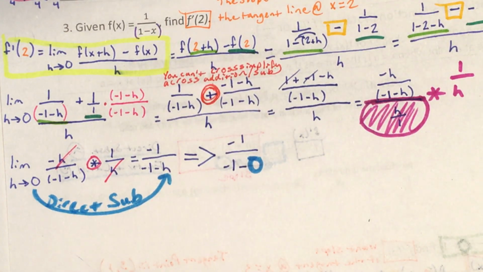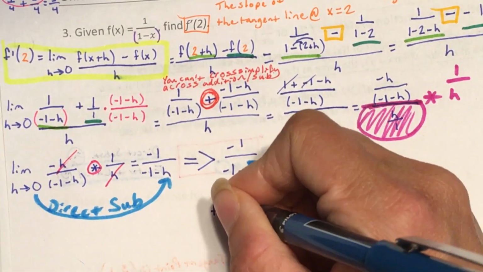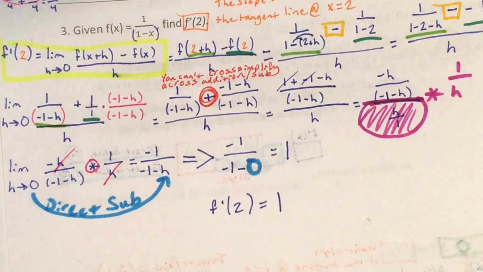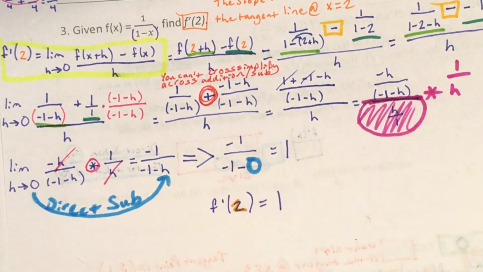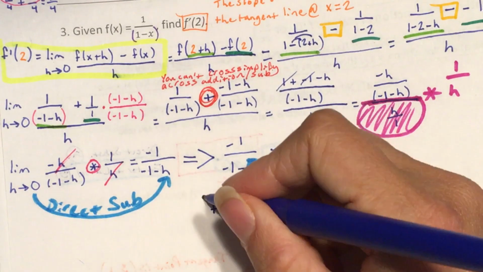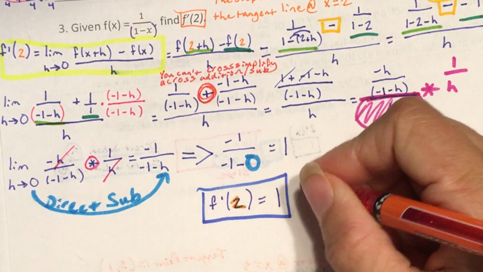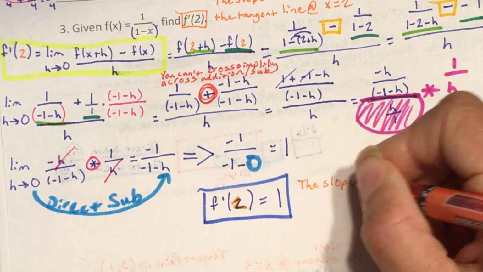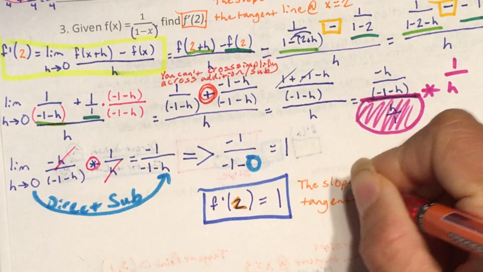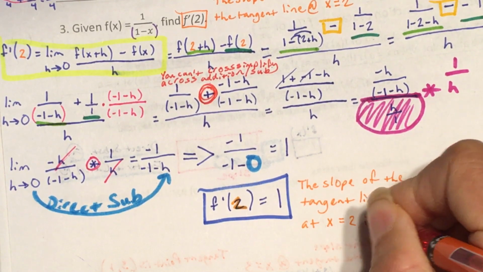So negative 1 divided by negative 1 is 1. What equals 1? F prime of 2 equals 1. And what does this represent? The slope of the tangent line at x equals 2 is 1.